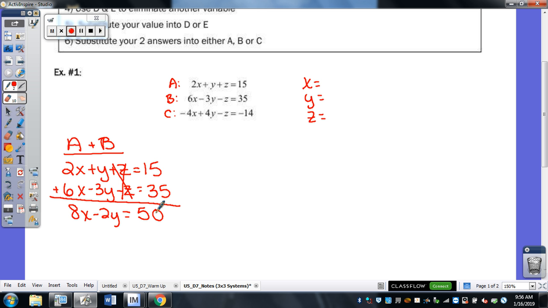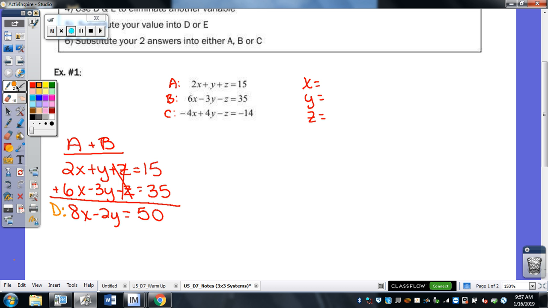So now we've gotten rid of one letter. We got rid of the z. All we have left are x and y. So this new equation, I'm going to call equation D. And again, we're just purely labeling so that as I start referring to them, you know which one I'm talking about, because the letters are easier. So we've eliminated z by adding A and B. So now we have to pick two different original equations and eliminate z again.